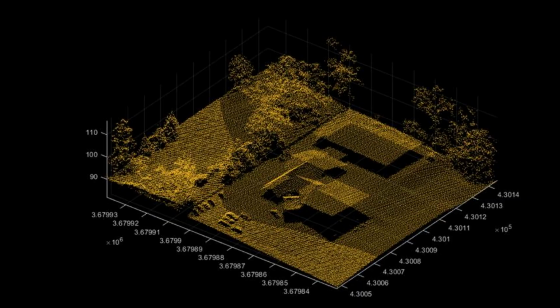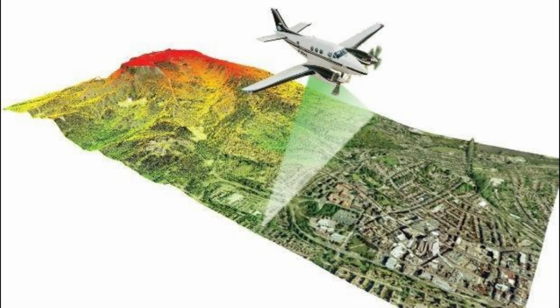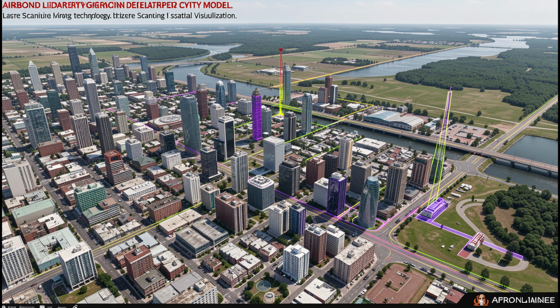Chapter 18. LiDAR technology. LiDAR stands for light detection and ranging. LiDAR systems emit laser pulses and measure the time required for their return. LiDAR generates highly accurate three-dimensional representations of the Earth's surface. Applications include topographic mapping, forestry, urban modeling, infrastructure planning, digital terrain model generation.